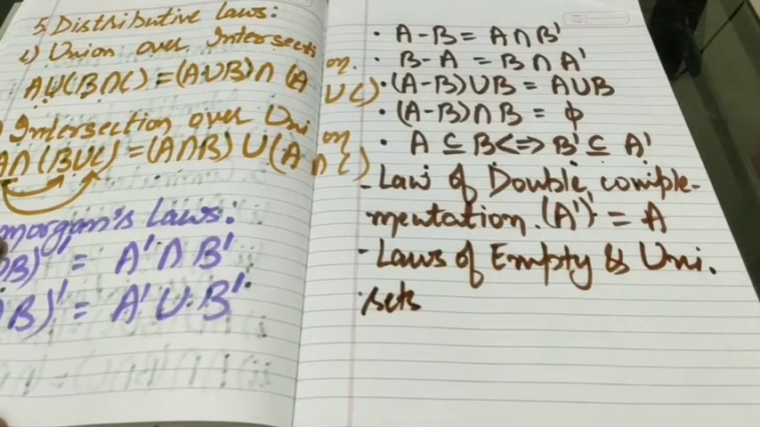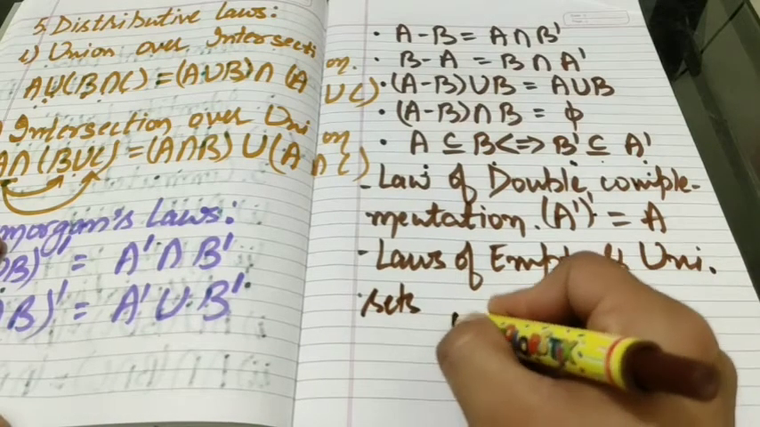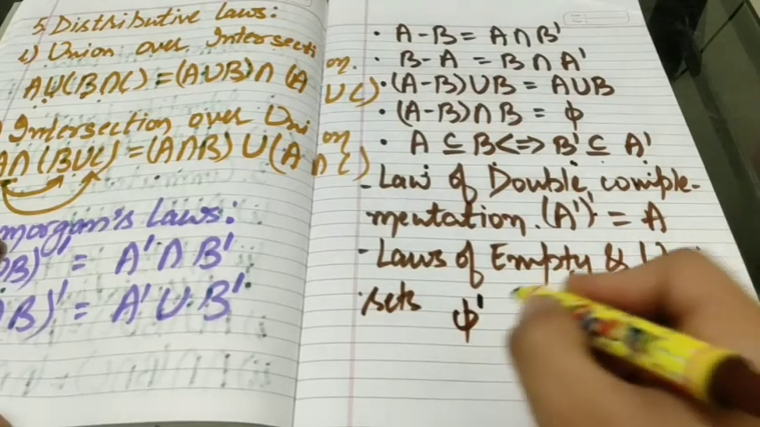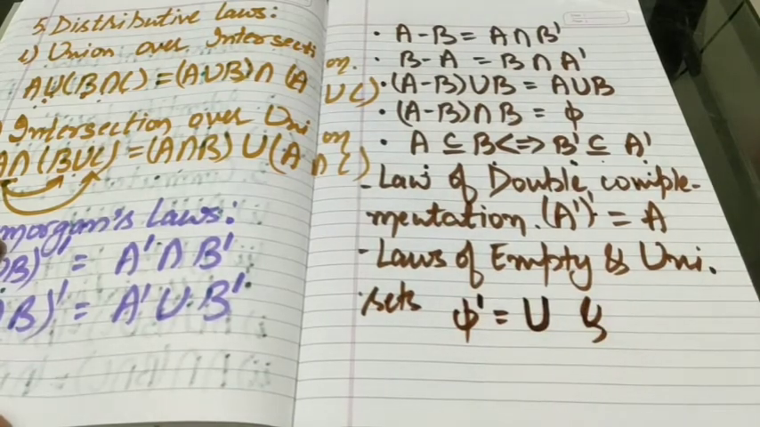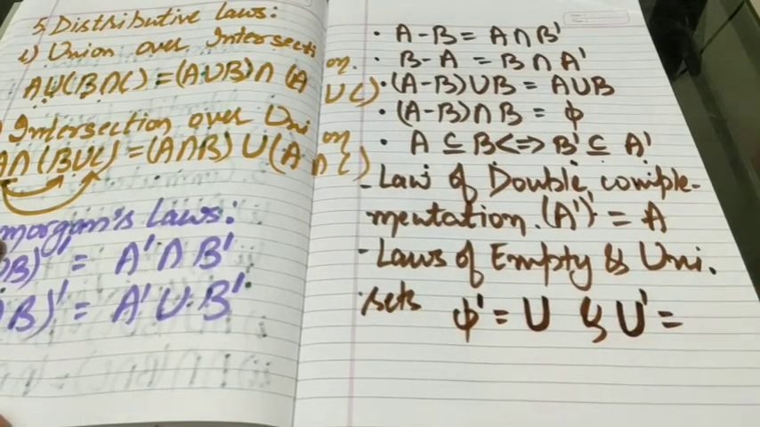Now we have laws of empty and universal sets, and these laws tell that the complement of the empty set is equal to the universal set, and the complement of the universal set is equal to the empty set, which is what we call phi.